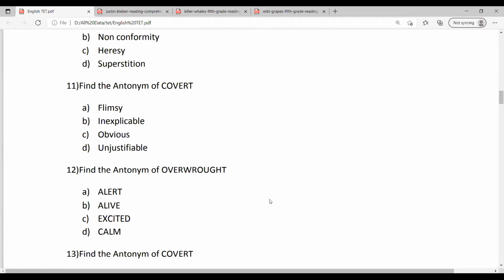Find the antonym. Overwrought: overwrought with tension, overwrought with all this work. Calm. Overwrought means overexcited and really worried, tense. That is the meaning of overwrought.